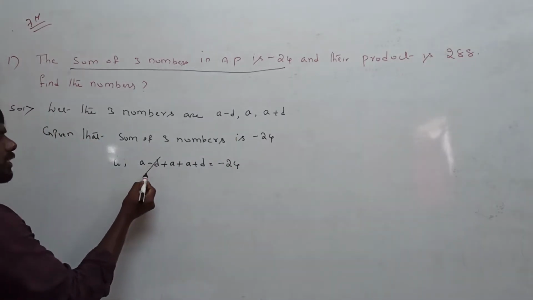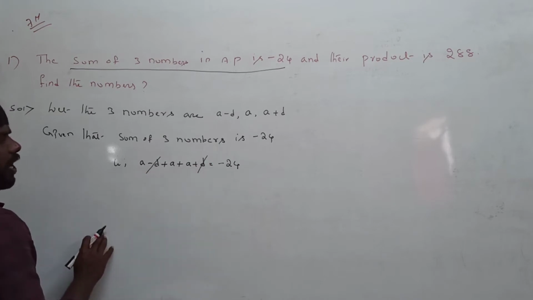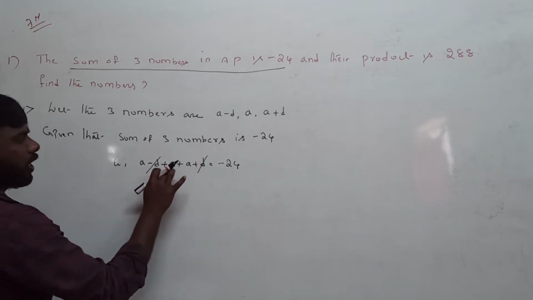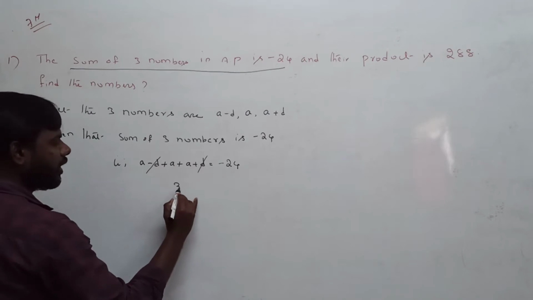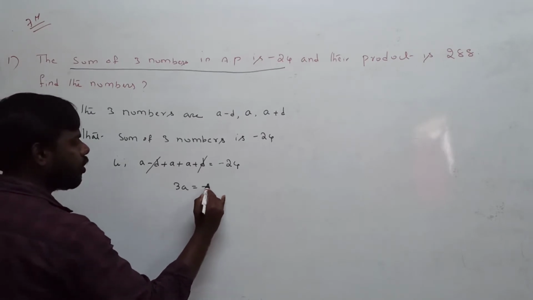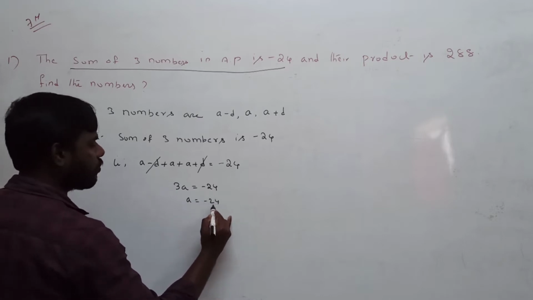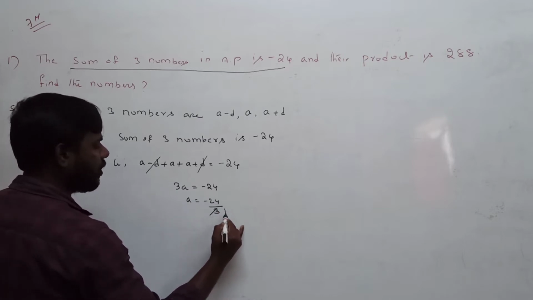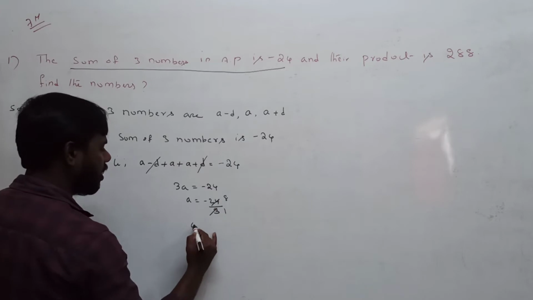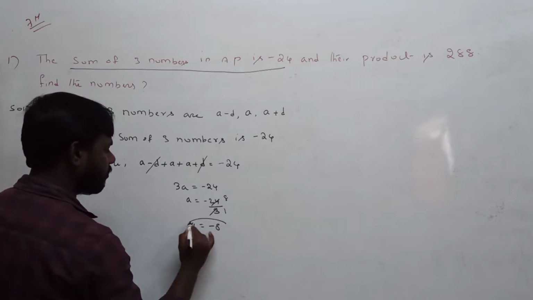Now minus d plus d get cancelled. Now we are adding a plus a is 2a, plus a is 3a, is equal to minus 24. So a is equal to minus 24 by 3. Three eights are 24. So the a value should be minus 8.